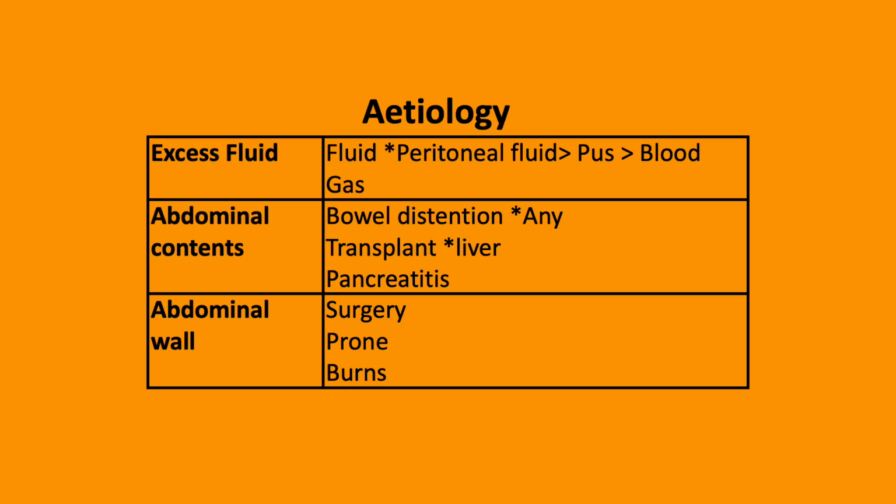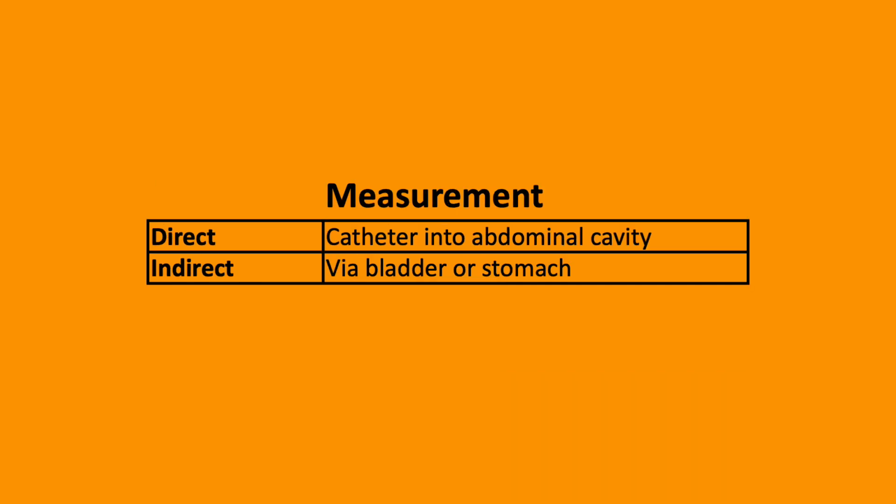The etiology of abdominal hypertension leading to compartment syndrome is varied. This could be due to excess fluid, it could be peritoneal fluid, pus, blood or gas, increased abdominal contents from bowel distension, organ transplant or pancreatitis, or finally abdominal wall pathologies from surgery, the prone position or burn injuries.